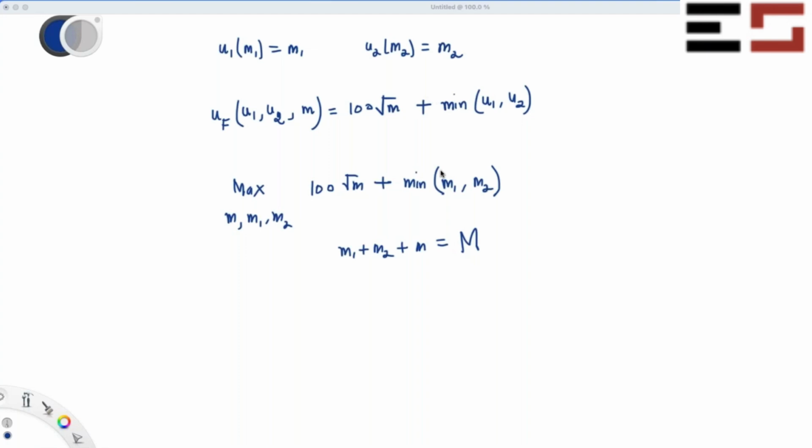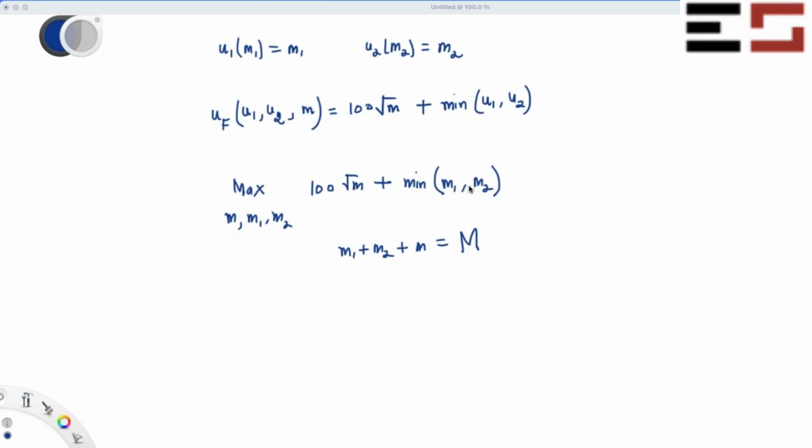The standard argument applies: if M1 is less than M2, then father can always take a little bit out of M2 and put it in M1, and the minimum will go up. The smaller of the two will go up. So it will never happen that either M1 is less than M2 or M1 is greater than M2 in optimum. So M1 will always equal M2 in such a case.